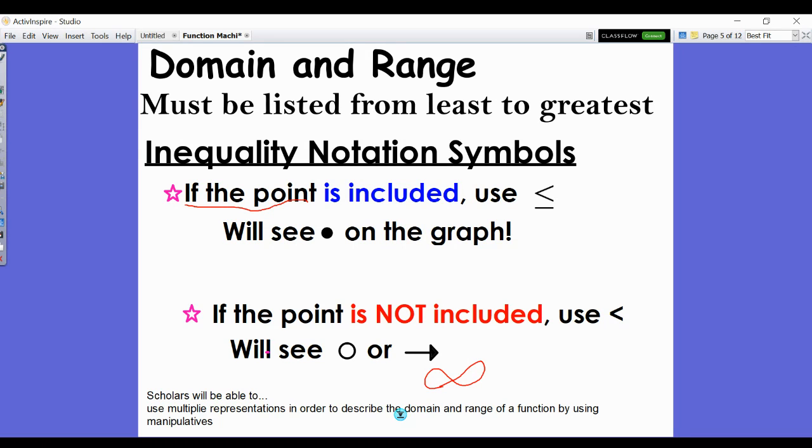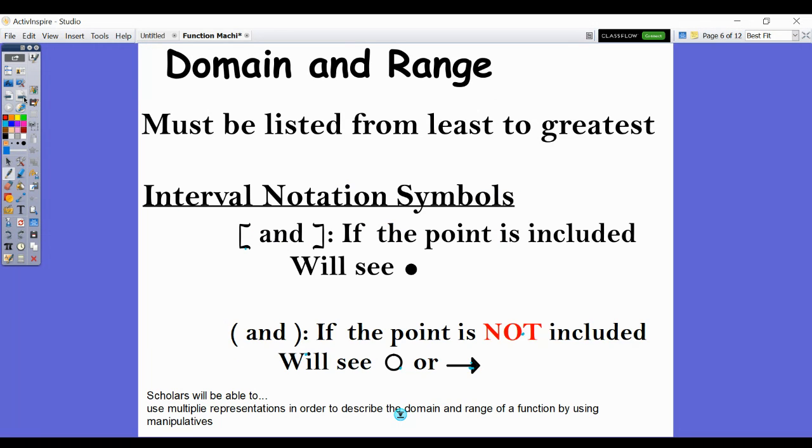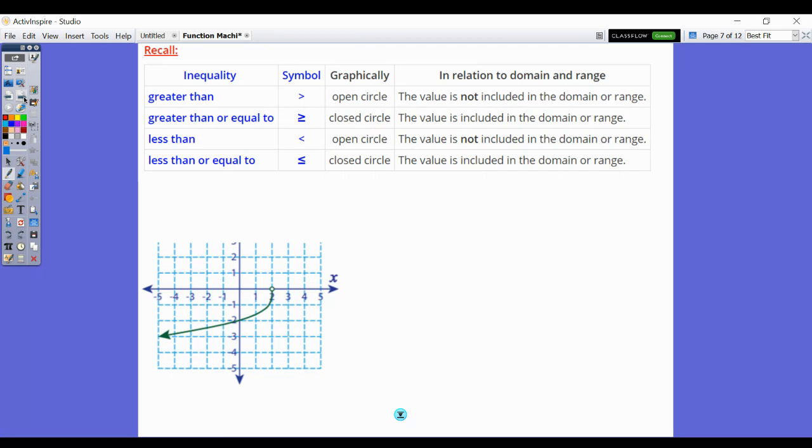So if you ever see that arrow on your graph, make sure you're using that infinity symbol when you're writing your domain or range. And if you ever use that infinity symbol, you have to use your plain old less than or your plain old greater than. So we're going to look at just a review. Moving on to the next slide.